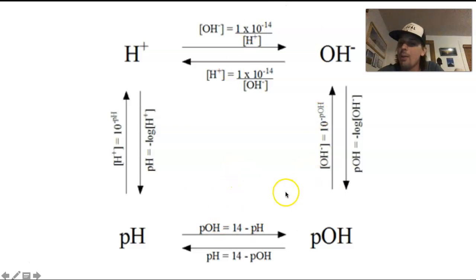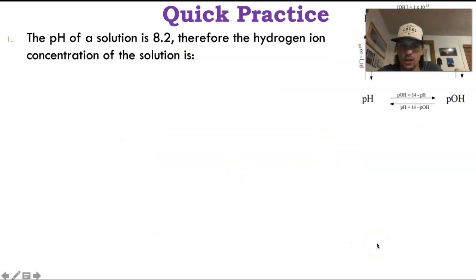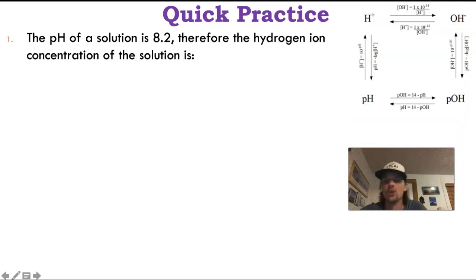So this can maybe help you convert between them, okay? So let's do some quick practice before we get into some worksheet problems. The pH of a solution is 8.2. Therefore, the hydrogen ion concentration is what? So I'm going from pH to hydrogen ion concentration.